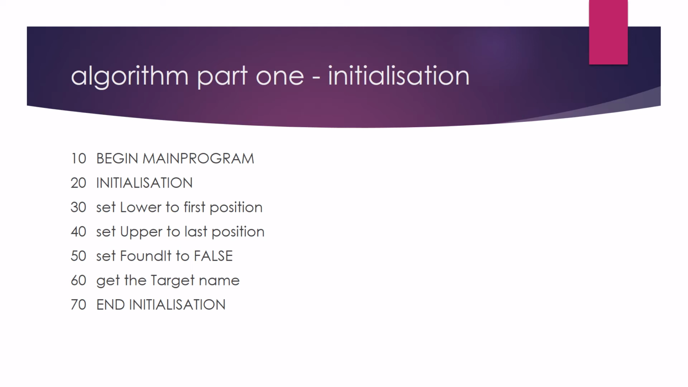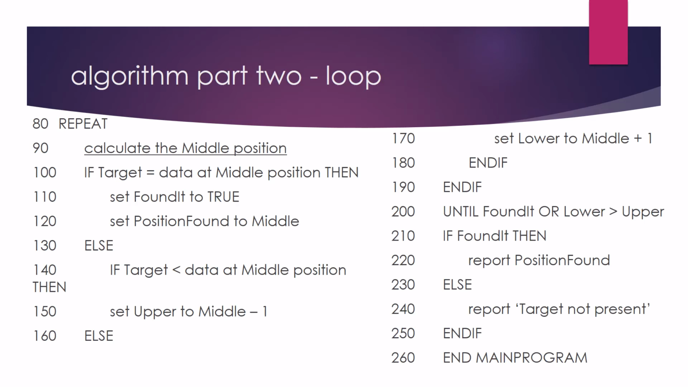So this initialization sets the lower value to the first position in the array, so the first index value of the array. Line 40 sets the upper value to the last position in the array, and sets foundIt, which is the Boolean value, to false. FoundIt is false, so therefore it will continue to run the algorithm. And it will find a target name, which is the value we're searching for, and that's the setup of the algorithm.